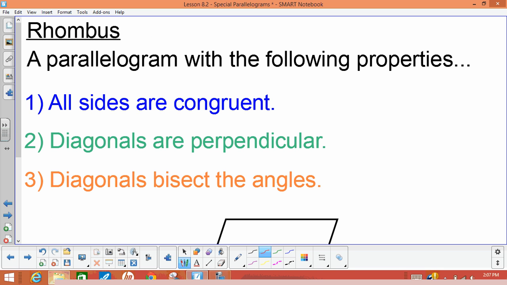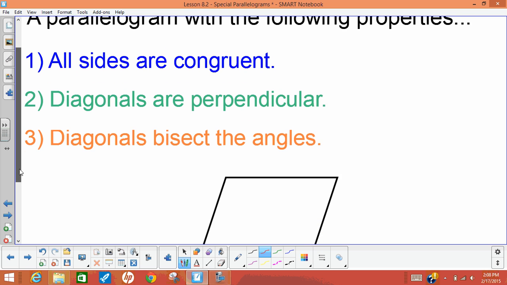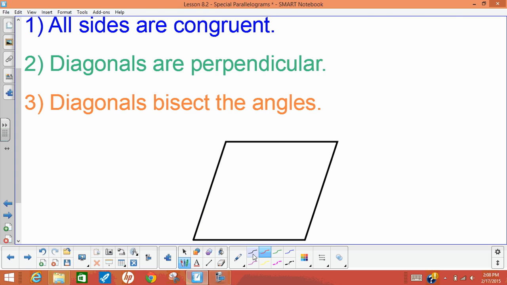Another special parallelogram is the rhombus. Again, I don't think I'm surprising you with any of these shapes. Maybe the first time though you talked about their special properties. So a rhombus is a parallelogram. What makes it special are these three properties. First things first, all of the sides in a rhombus are congruent to each other. So in this rhombus down here, all four sides are congruent.